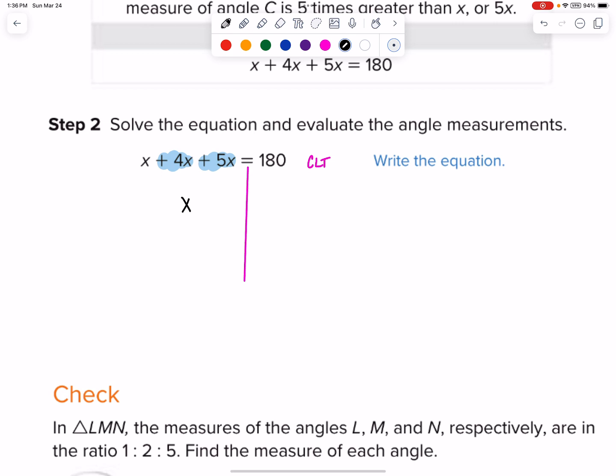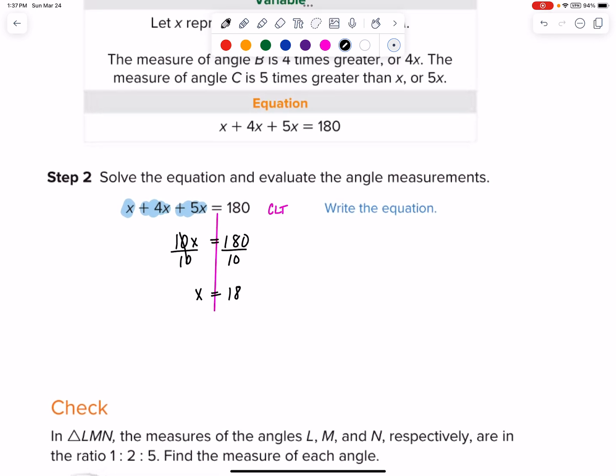So we have x. Oh, do we have more x? Yeah, we do. We have a 1x too, right? So we have a 5, 6, 7, 8, 9, and we have 10x total. So we have 10x equals 180. Okay, and then we can go ahead and divide both sides by 10. Cross that out, and we get x equals 18.